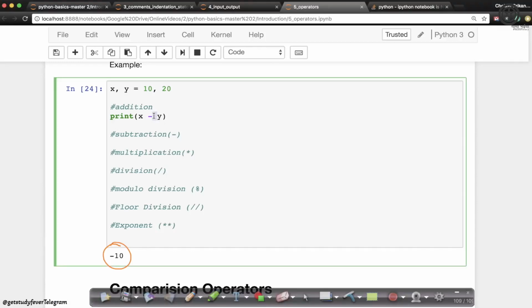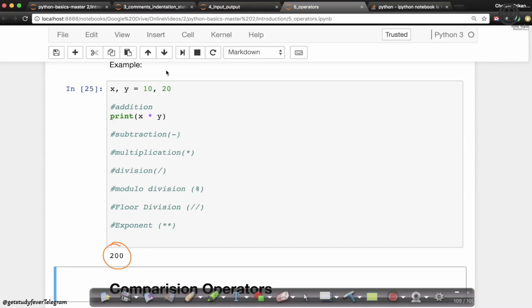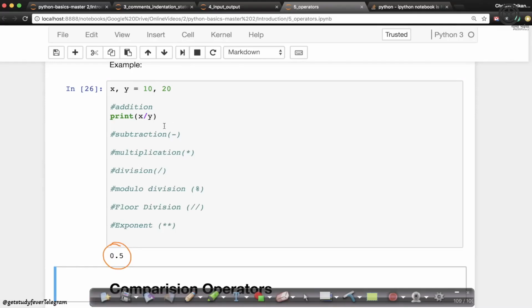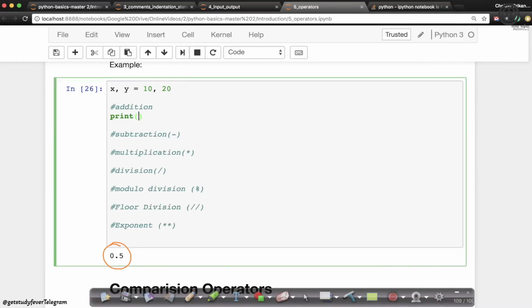Next, I can of course do simple multiplication, straightforward, and of course division. Of course, 10 by 20 is half. Here is an interesting operation. Suppose I have 15 percent 2. This is your percentage symbol.